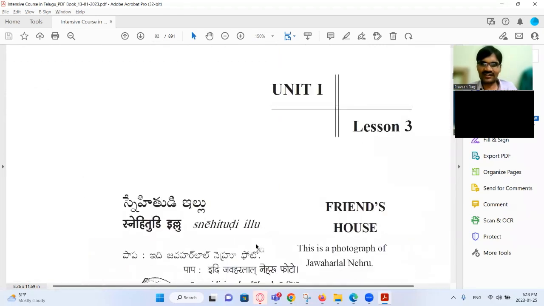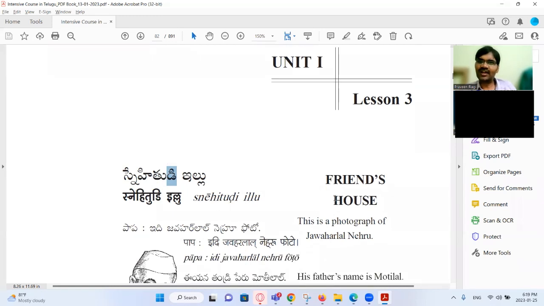Next, we have the next lesson: Snehitudi illu, friend's house. Similarly, I want to discuss here when there is an apostrophe, we use a possessive pronoun, a possessive type of thing, like his attadi. Similarly, Rama Rao's house means Rama Rao illu or Rama Rao yokka illu. Apostrophe means yokka, or if we use a possessive pronoun, it becomes like this. Snehitudu becomes snehitudi, like that.